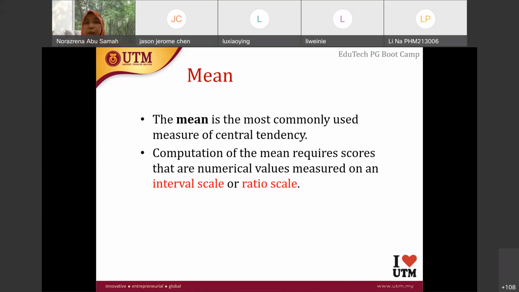Mean can only be calculated for interval scale and ratio scale. Both are under the continuous variable only. You cannot calculate the mean for nominal and ordinal scale. It's not valid. So please remember this. The mean is for interval scale and ratio scale only.